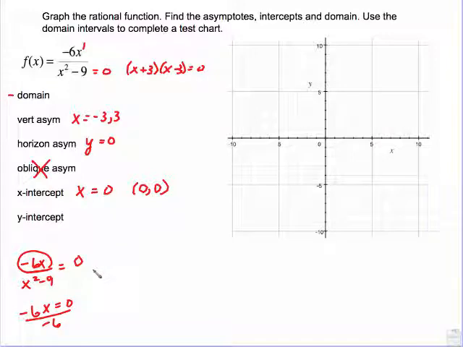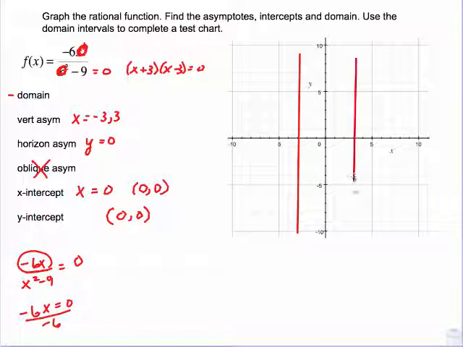The y-intercept is where you plug 0 in for each of these x's. So if you put 0 in for x here and 0 in for x there, you also get 0. So in this case, our x and y-intercept happen to be at the same point. So let's get some of this drawn. My vertical asymptote, I have at -3, which is right here, and another vertical asymptote at +3. I have a horizontal asymptote at the x-axis.